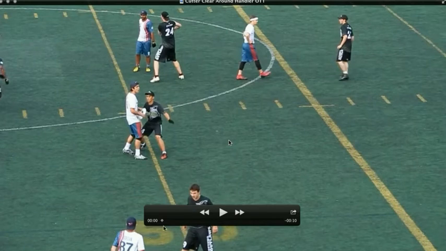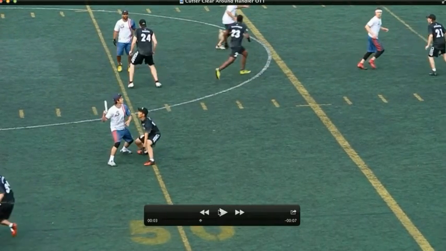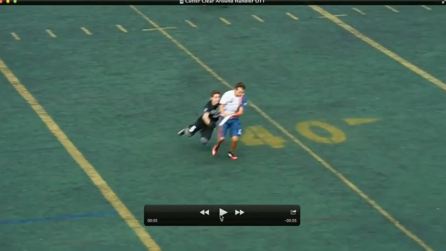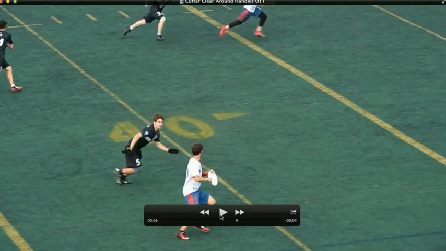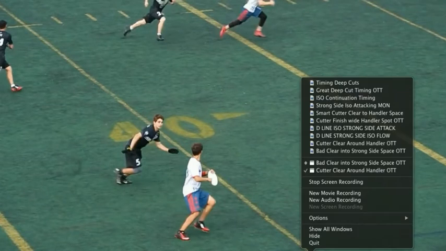So that means that this cutter or handler is going to have to send and clear around wide. You can almost imagine if this is the disc and we know the strong side and the flow is going this way, that all other cutters, in order to line up correctly, have to go in that direction. So let's take a look. Sure enough, that cutter clears wide, opens up the strong side for an in cut. A good example of clearing the strong side space, clearing the space the disc is flowing to so we can attack that space.